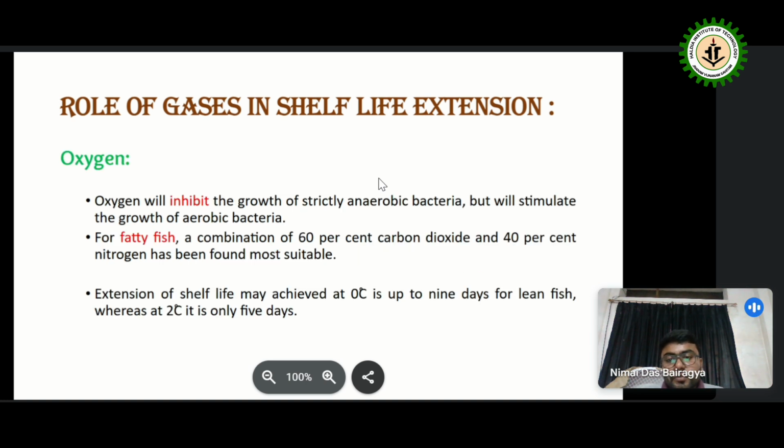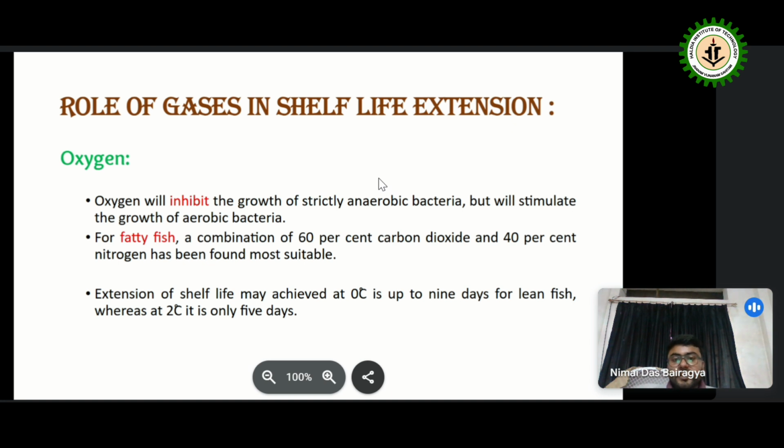Role of oxygen. Some food products really need oxygen, so some portion of oxygen is present there to preserve the product quality, product texture, or product taste. To develop these types of modified atmosphere packaging, we can use 60% carbon dioxide and 40% nitrogen gas, which is the most suitable for modified atmosphere packaging when using oxygen.